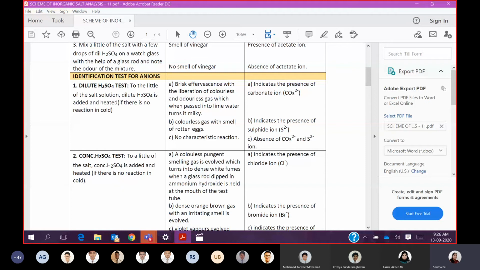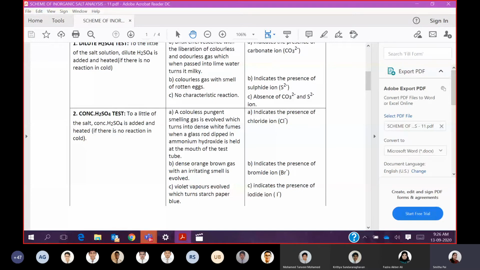Then you will move on to the second test using concentrated H2SO4. You'll be taking a dry test tube because you're going to use concentrated sulfuric acid. You all know about the reactivity. If acid comes in contact with water, the reaction is highly exothermic, so there is a chance for the acid to spill.